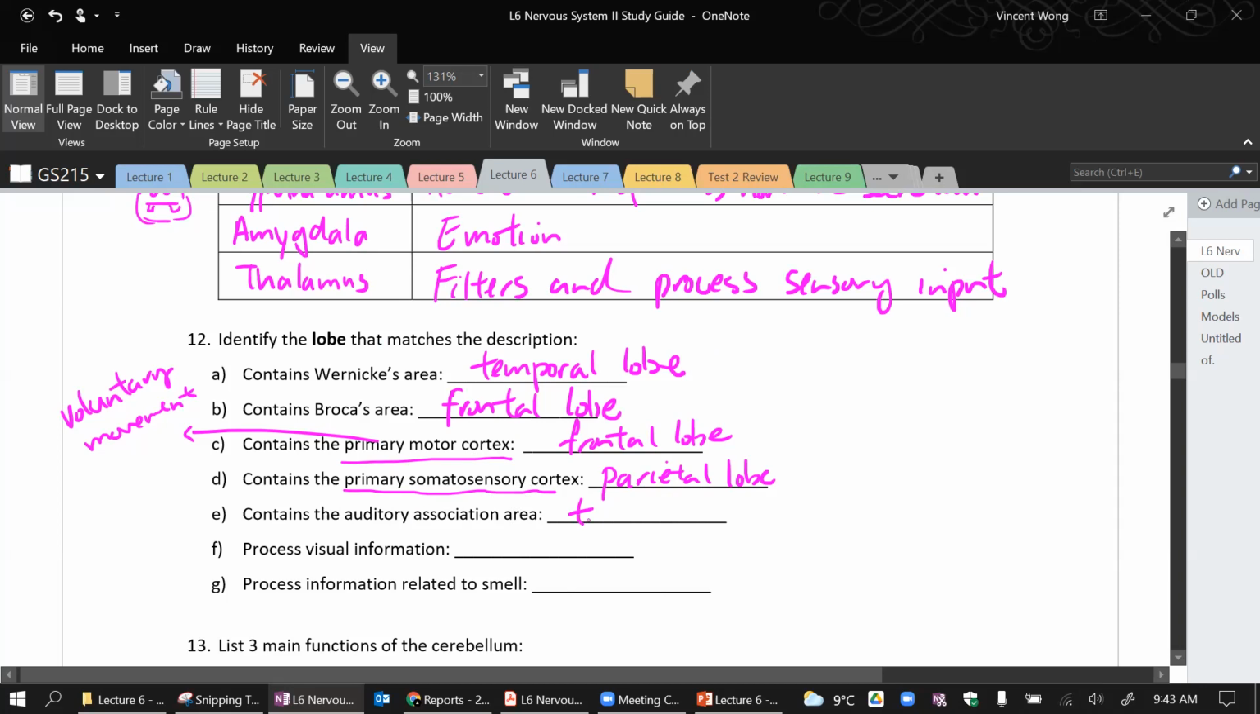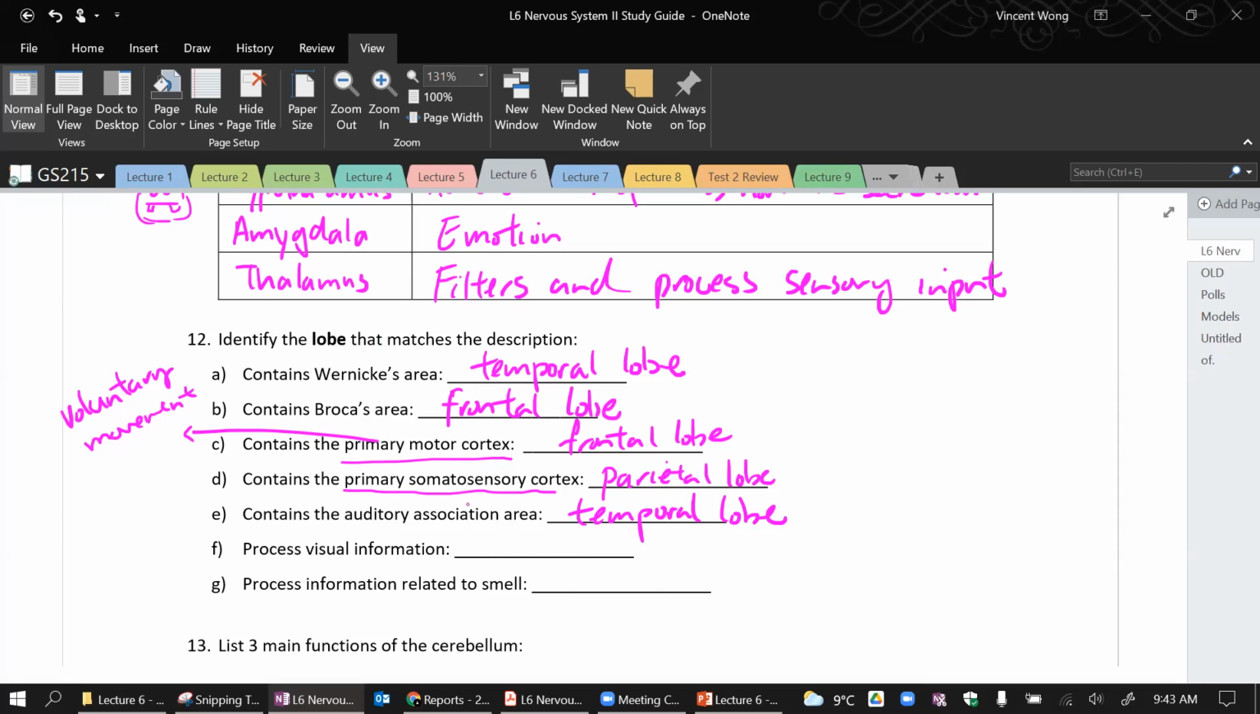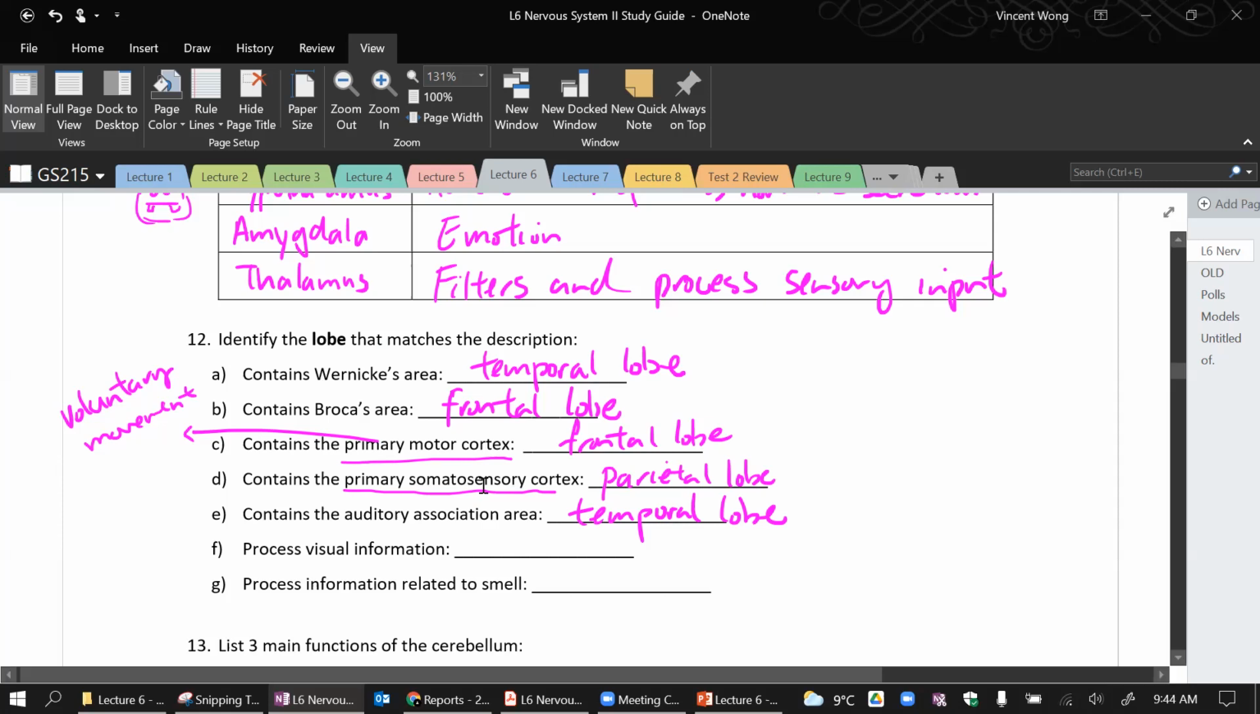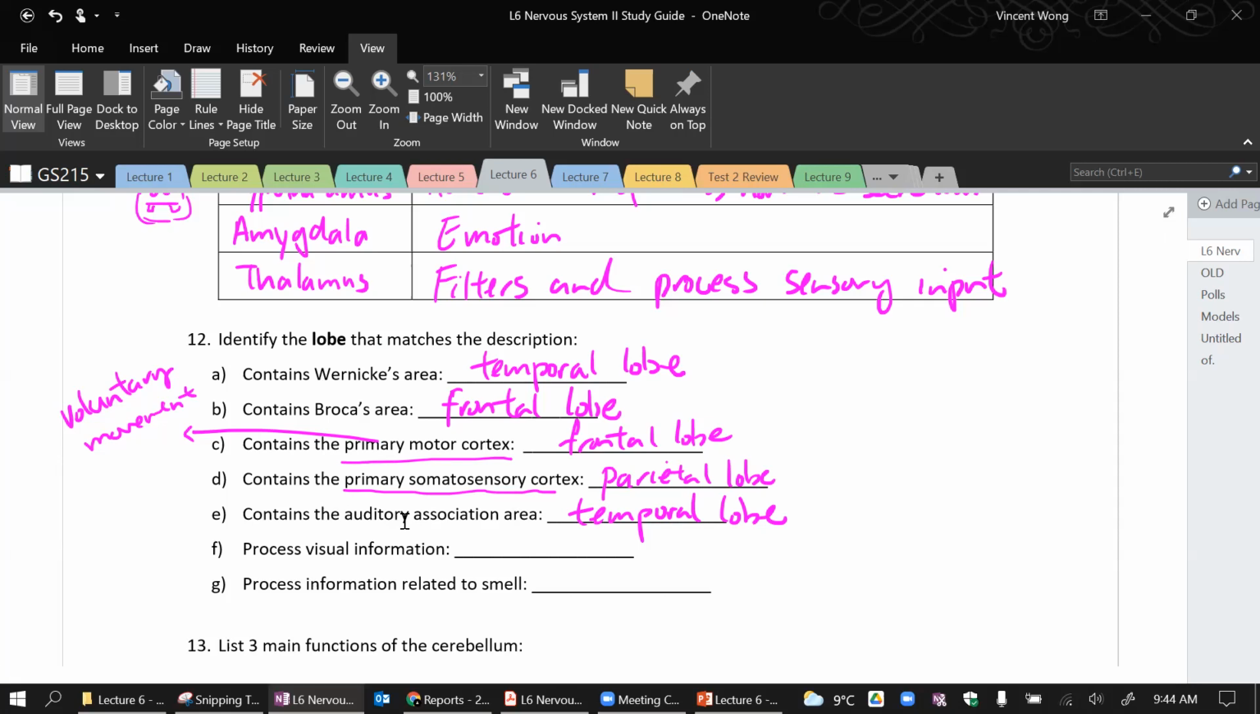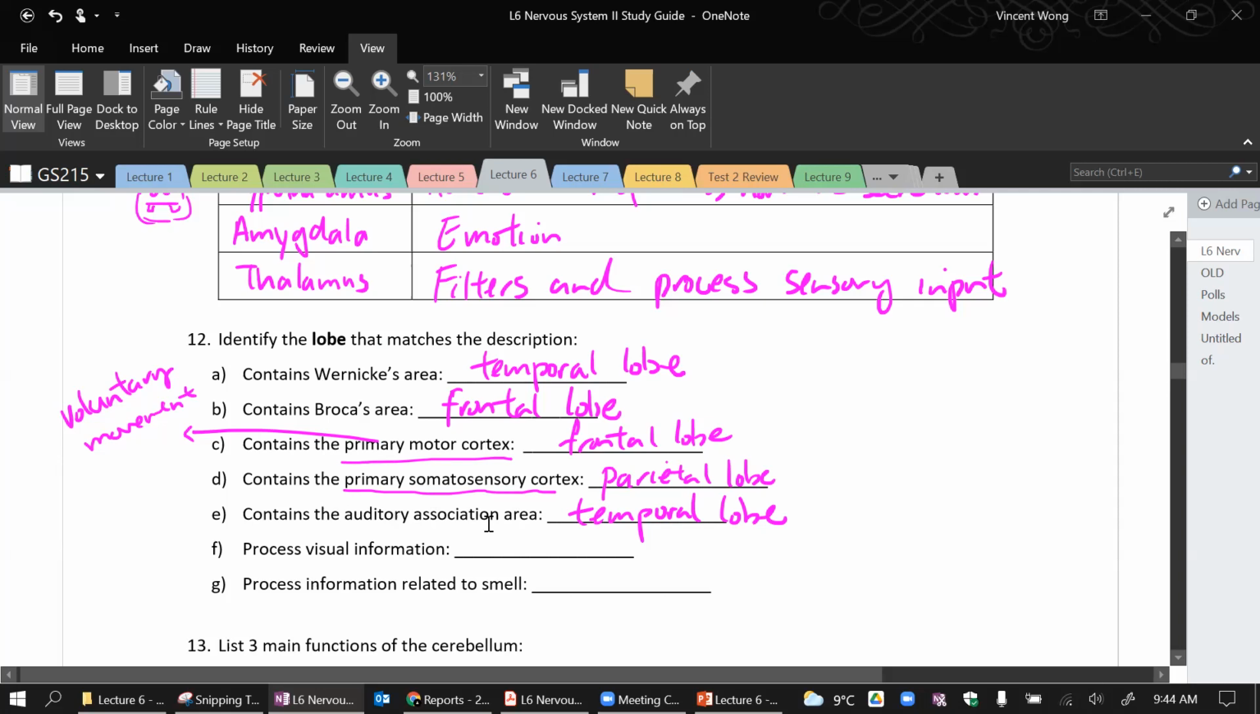Auditory association area, it's in the temporal lobe. Okay, and an association area is an area that aggregates information related to a particular sense. So in this case, related to sound, that's what auditory is. So, if you hear a particular song and you recognize that song, that's going to be in the temporal lobe. If you hear a ringtone and you know who's calling, because you set that special ringtone for that special person, that auditory association area is the area that's going to be processing that information.